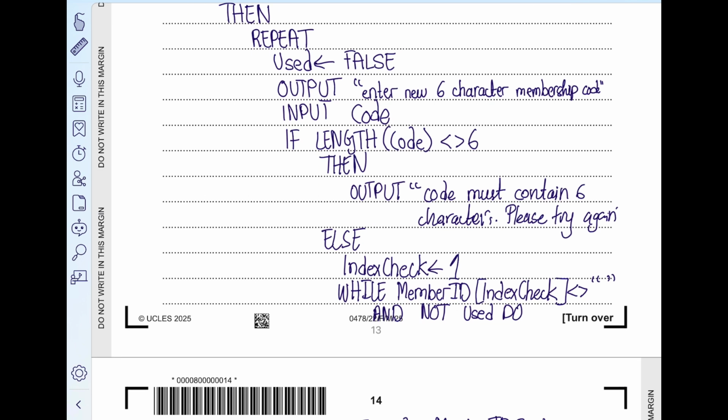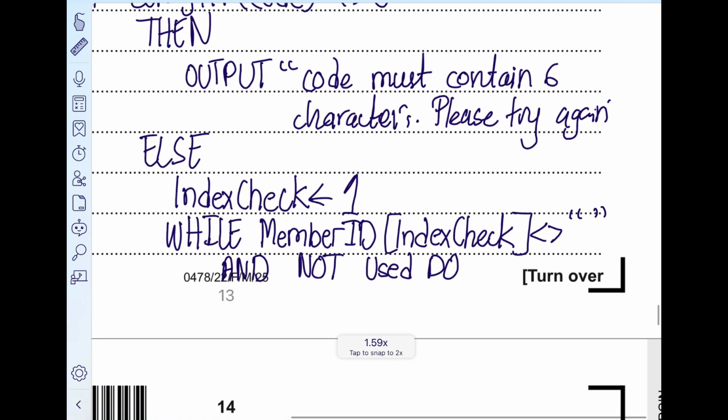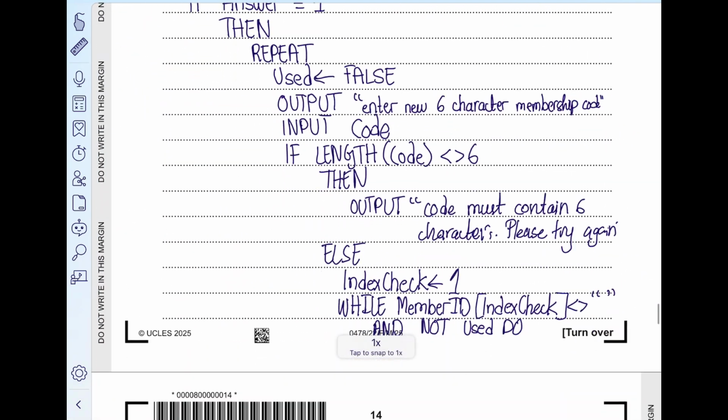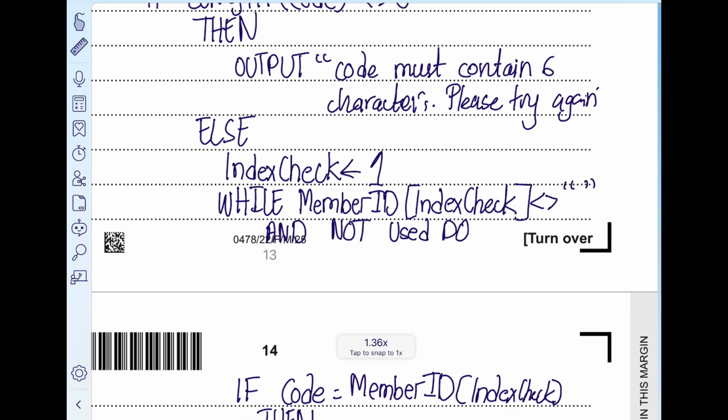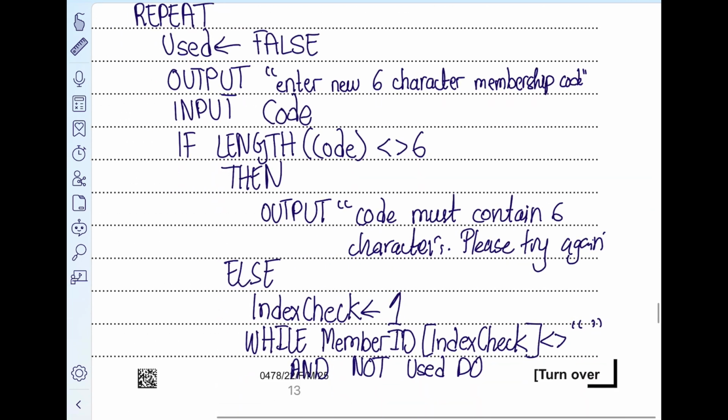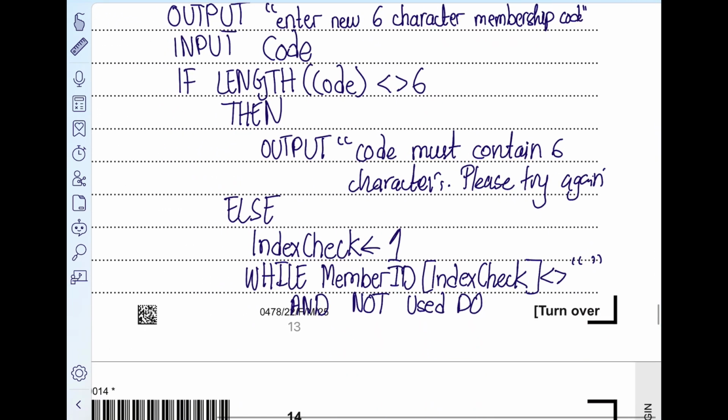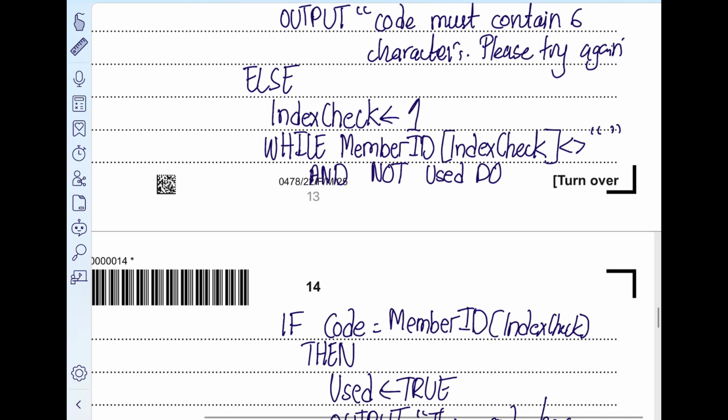So I have a while loop here, which is member ID index check is not an empty string. For example, if it is an empty string and my used is false, then I would not go into this code. But let's say it is not empty and I'm currently at false. The only reason for setting used is to ensure that this runs at least once. So I've set my used false as well. So what this will do is it will repeat until I have found the empty one, and also until the used is not false.